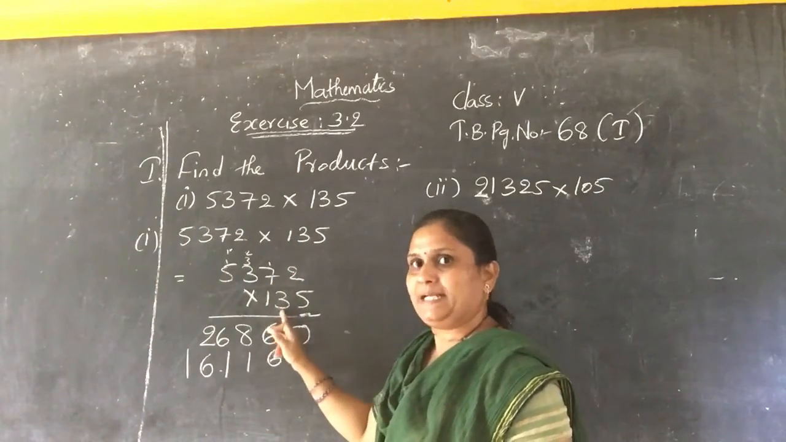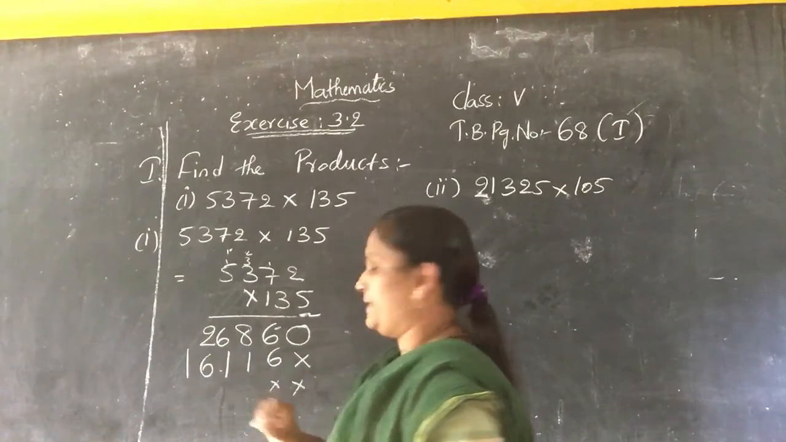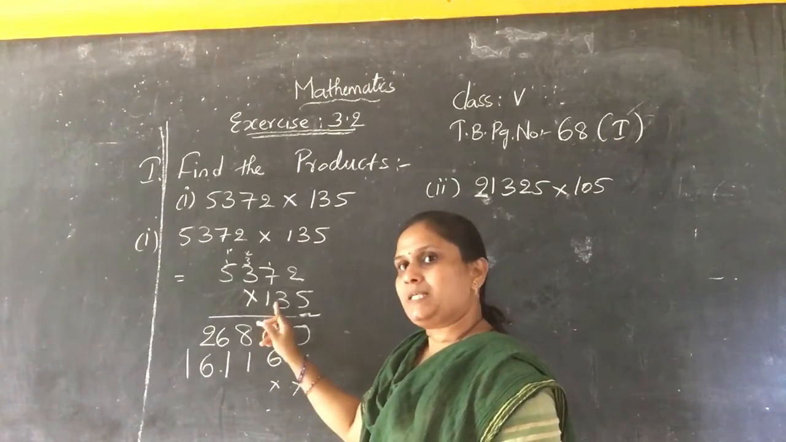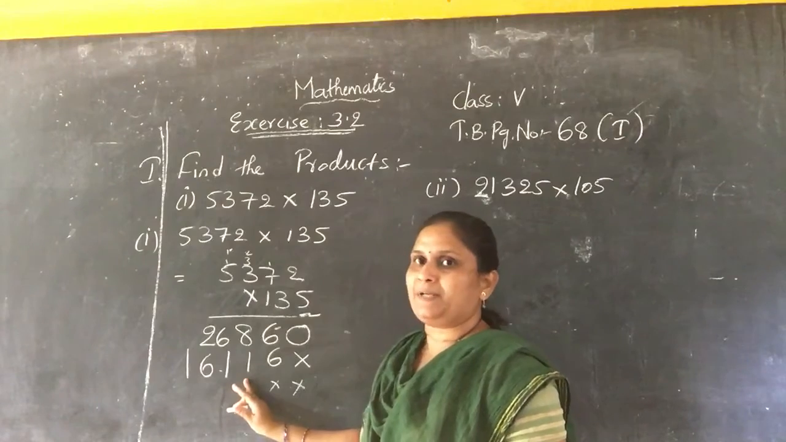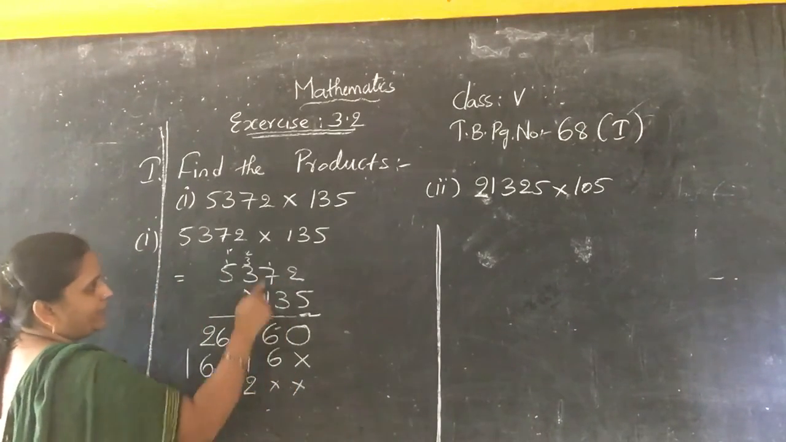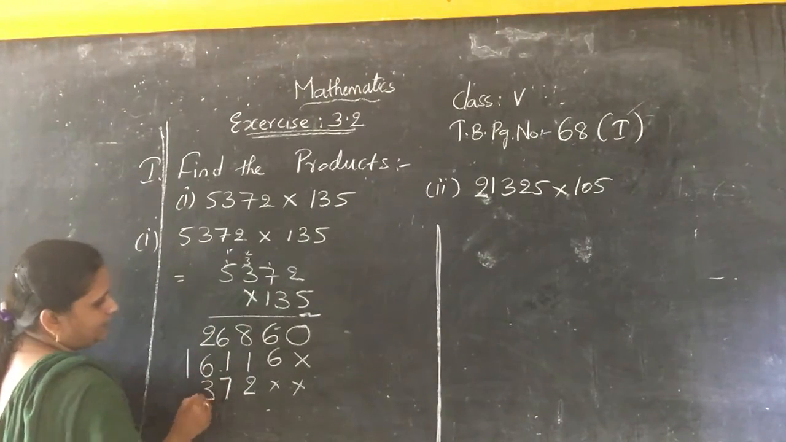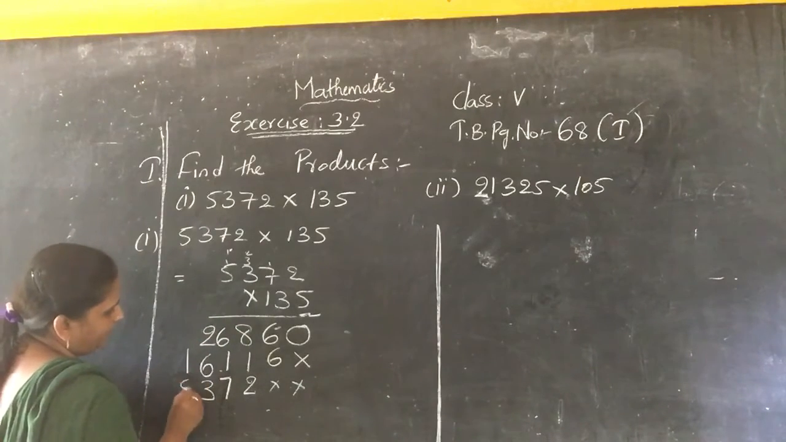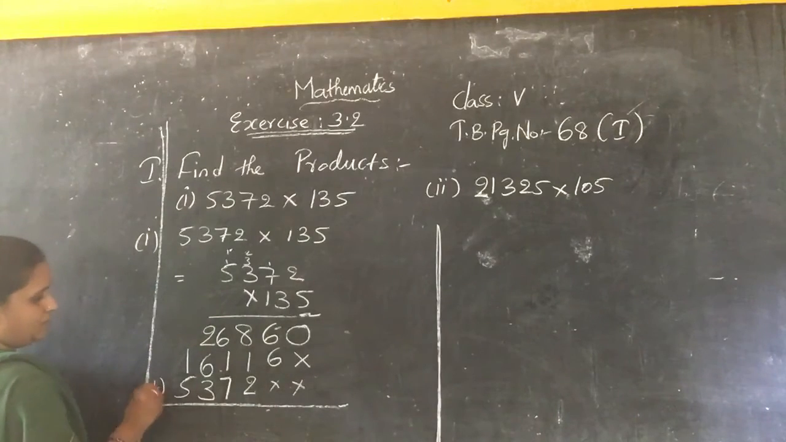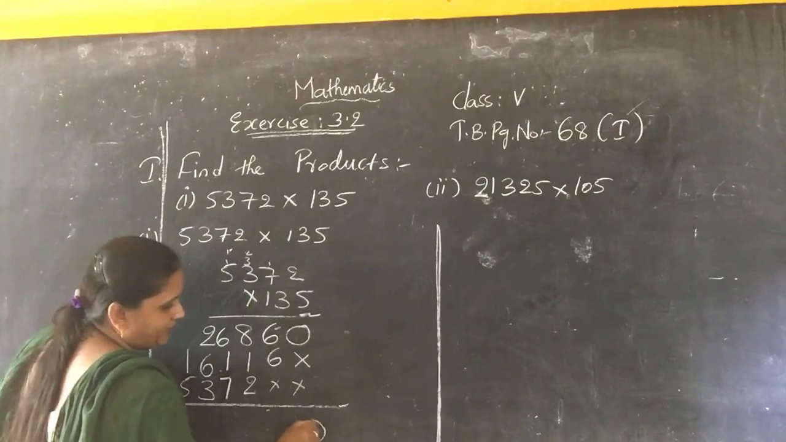As you have completed ones place and tens place values, put a cross mark in the ones place and in the tens place also. Now from the hundreds place we are doing the multiplication. So the answer also has to be written from the hundreds place itself. Now write along with me. 1 2s are 2. 1 7s are 7. 1 3s are 3. 1 5s are 5. Do the addition of these numbers. 0 down, not any number, write 0 directly.